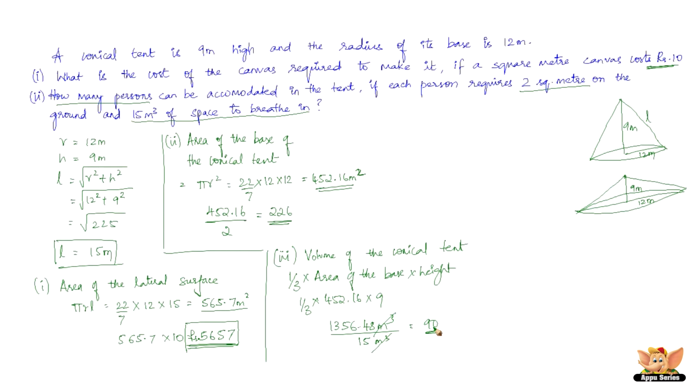So between 226 and 90, the smaller number is 90, because we need to make sure. Now the 226 people can get the circular base space, but can they get the volume? Each person here cannot get a volume of 15. So all the 226 persons can't definitely get 15 meter cubes. So it's more important for everybody to be comfortable. So we choose 90 persons as the maximum number of people that can stay in this conical tent. So hence 90 persons can be accommodated in this conical tent.